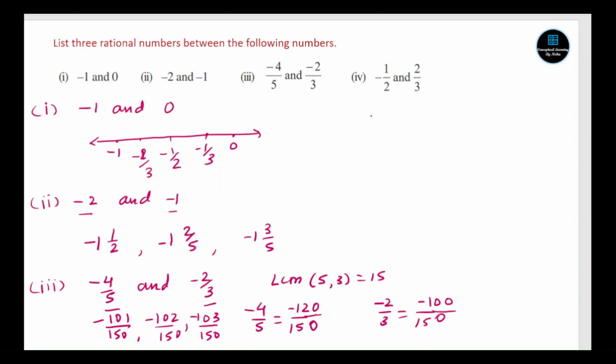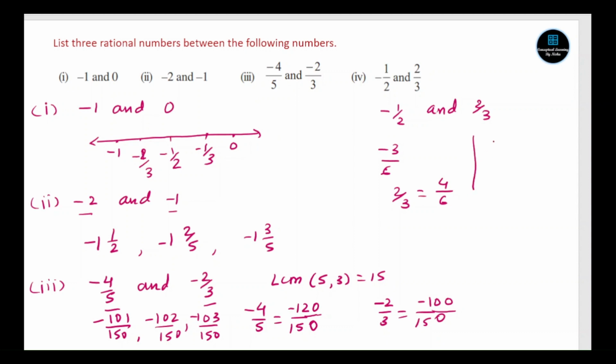Okay, now let's solve the fourth one. So -1/2 and 2/3 are given. Again I'll make the denominator the same. So the LCM is 6. I'll multiply the first one by 3 and I'll get -3/6. And 2/3, I can write this as 6 in the denominator and multiply the numerator by 2, so I'll get 4/6. So now I can write any 3 between these two, right? It is so simple.